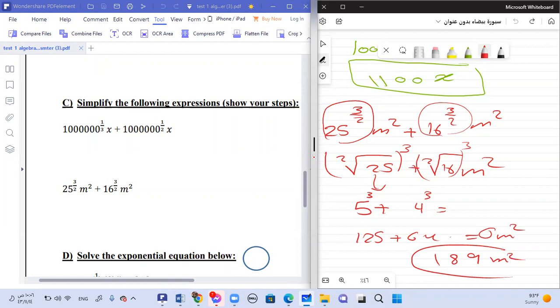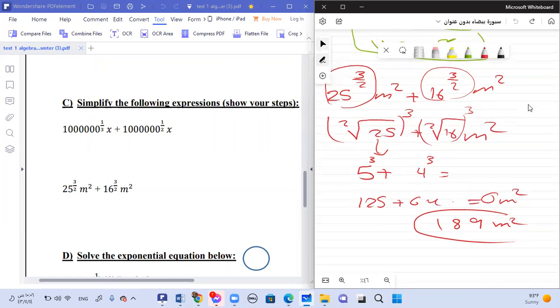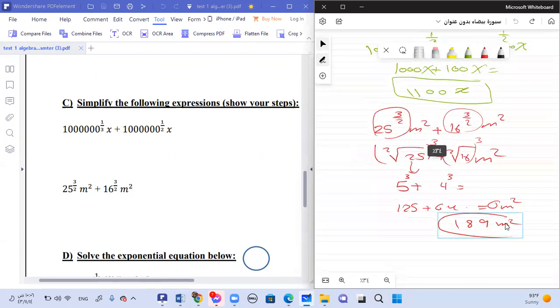Okay, you can use the calculator or you can solve without the calculator. On the calculator we should put only the number, 25 to the power of 3 over 2, without m squared. We should use the calculator to check your answer, 189, the same answer as without the calculator. But do not forget, please write m squared on the paper, not on the calculator.